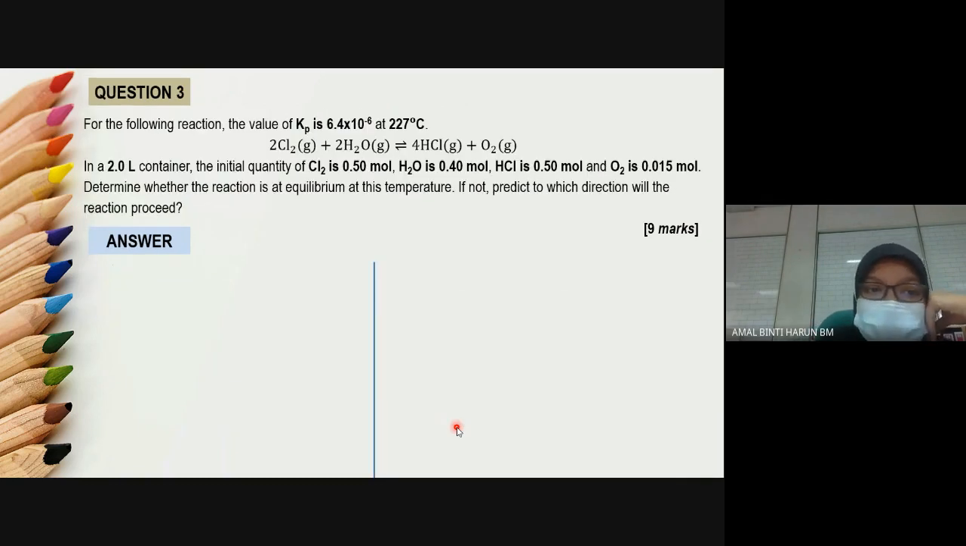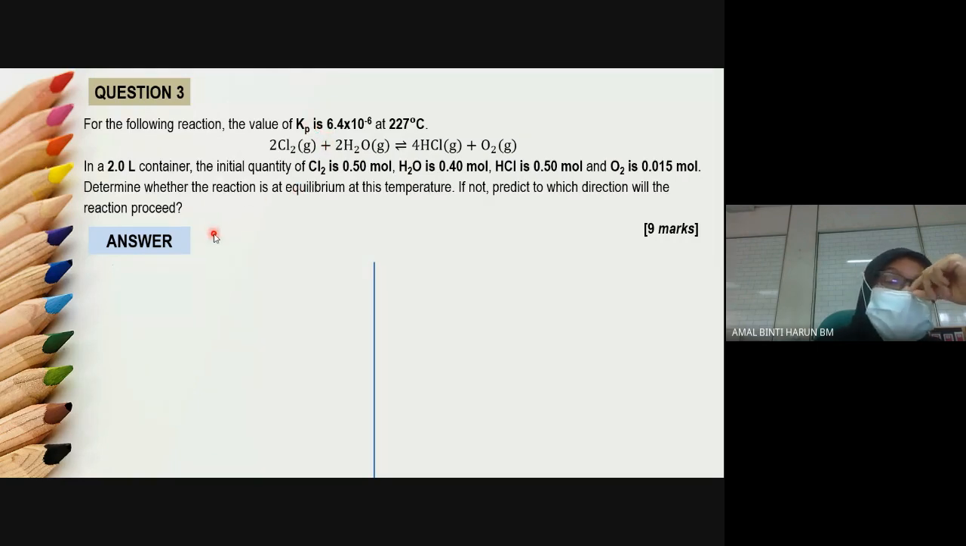Okay, next is soalan nombor 3. We have 2 liter container. Initially initial quantity of chlorine, H2O, HCl, oxygen. Okay, semua dia bagi. Determine whether the reaction is at equilibrium or not. Okay. So kalau tak equilibrium, predict dia ke mana. So what you need to do is you have all the number of moles and then the Kp. So you kena compare Qp and Kp.